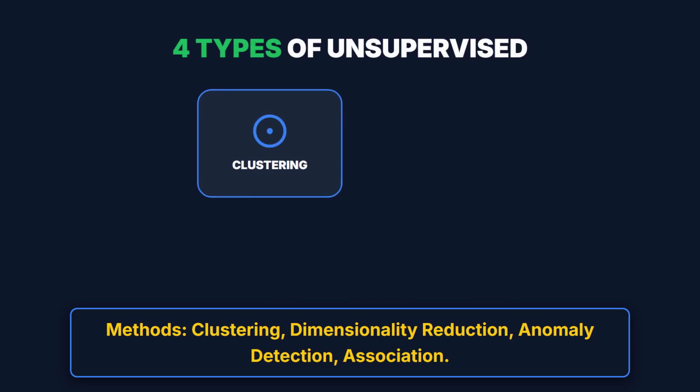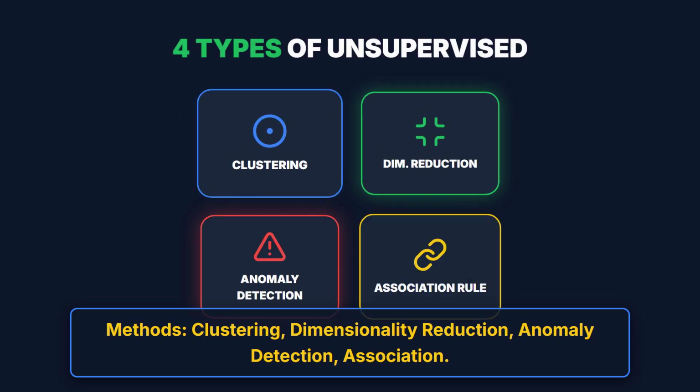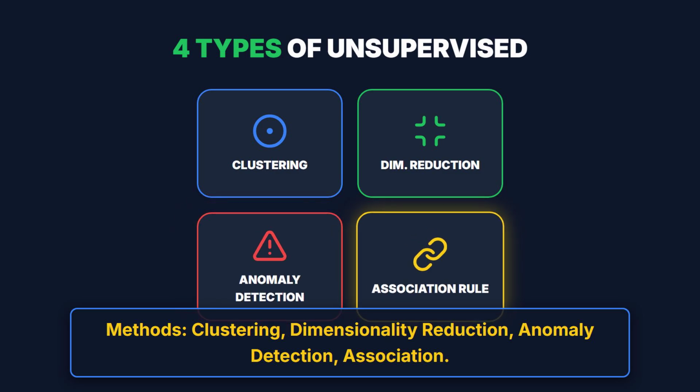Unsupervised learning has 4 main parts. Clustering groups similar items, dimensionality reduction simplifies data by removing redundant features, anomaly detection finds the weird outliers, and association rule learning finds relationships, like people who buy bread also buying butter.